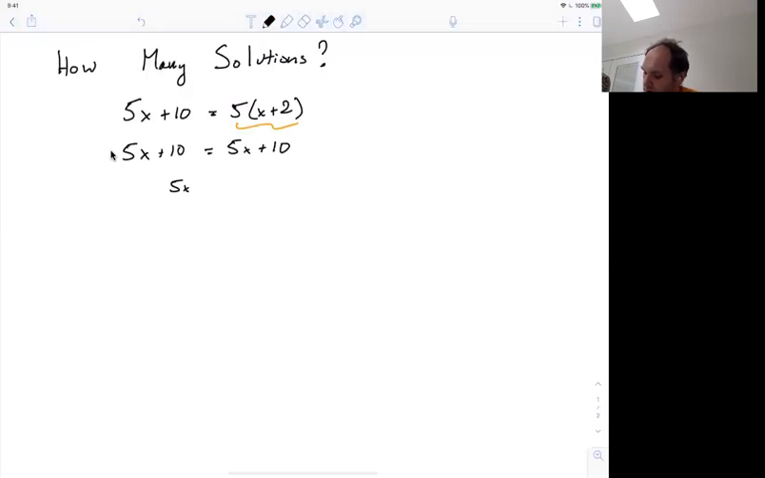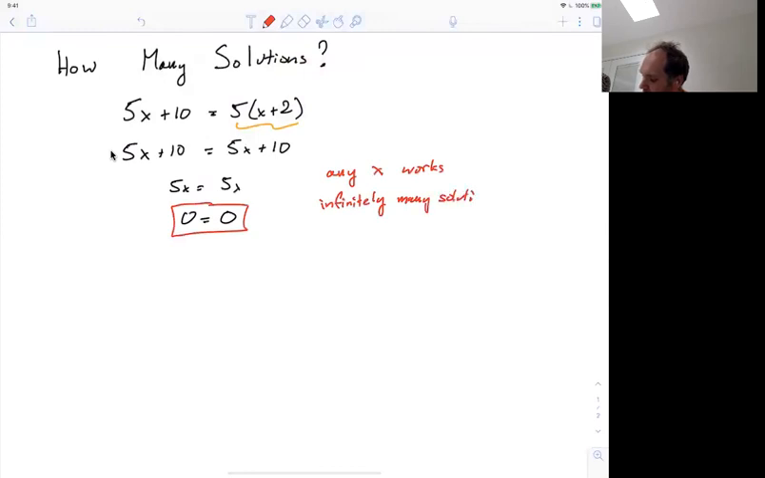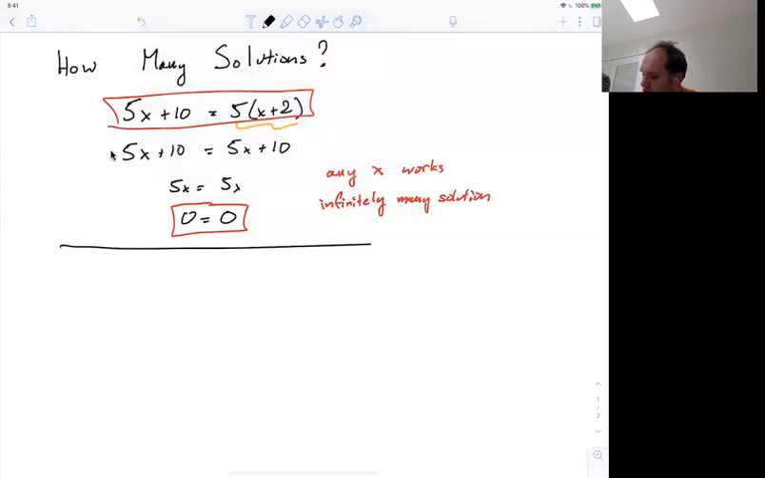And we get 5x equals 5x, and we get 0 equals 0. So this is a strong indicator, when we have 0 equals 0, that any x works, or more explicitly, we have infinitely many solutions. This equation is true no matter what x you pick. There is no meaningful solution. Any x will work.